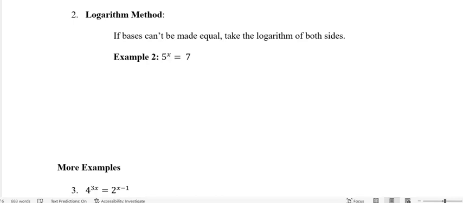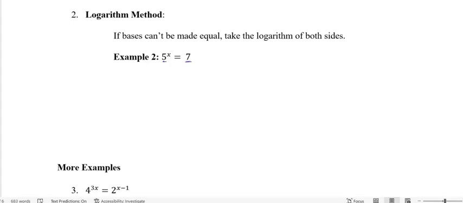Okay, so I'm going to look at this thing and say, can I solve this without logarithms? That is, can I write the number 7 and the number 5 with the same base? Well, I don't think so, right? Because 5 to the first is 5, and 5 squared is 25. There's no way I'm getting to 7 out of that.